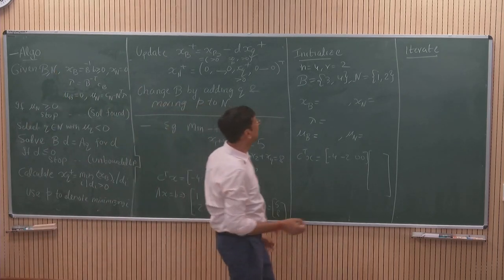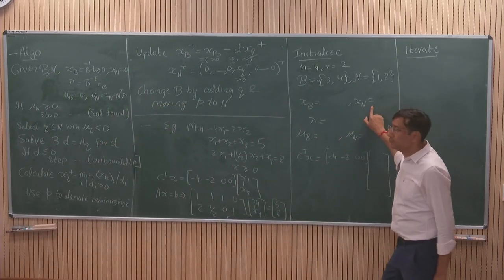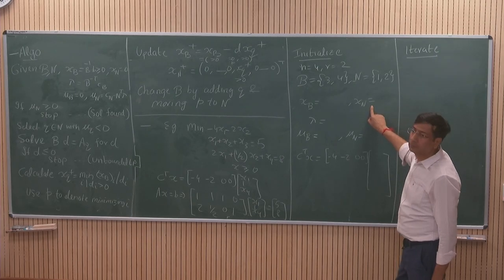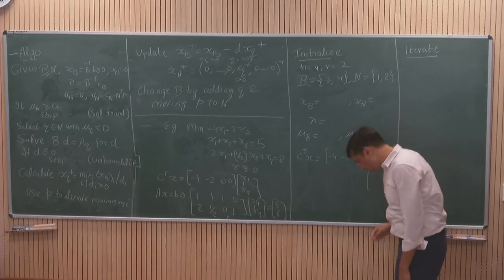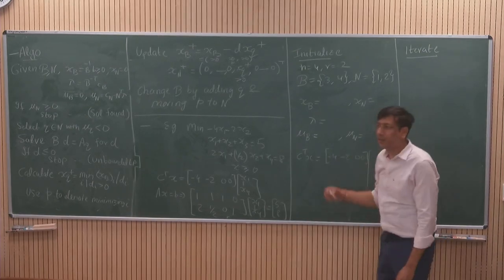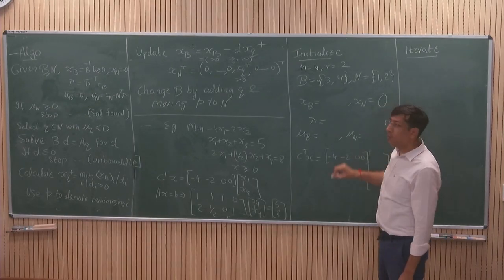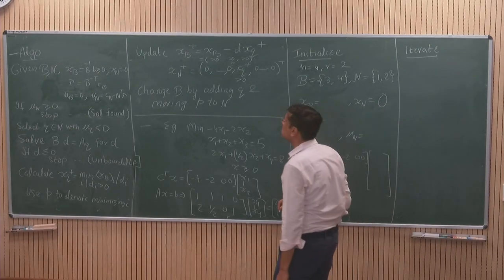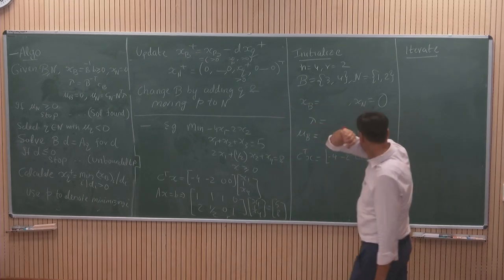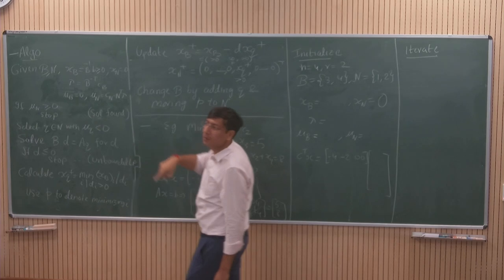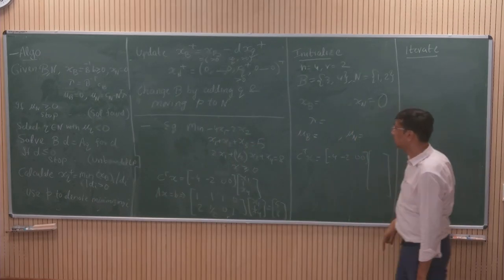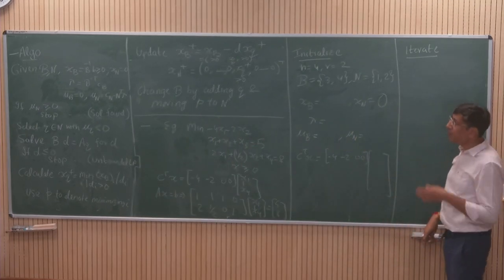So you help me with this. What is xn? Quickly, you have cleared JEE, so how did you clear it if you think this slowly? 0. What is xb? xb is B inverse b. What is B? What is the B matrix?